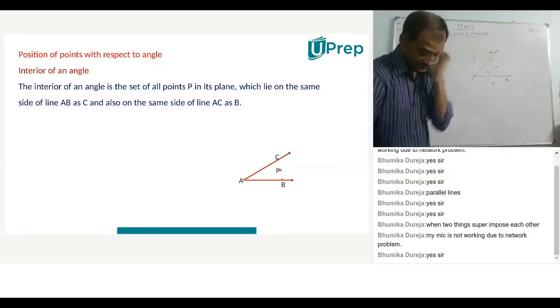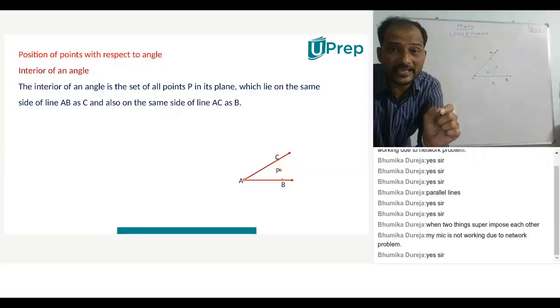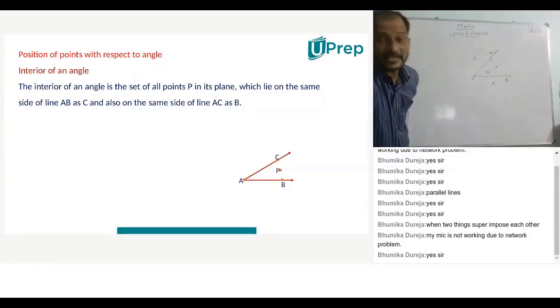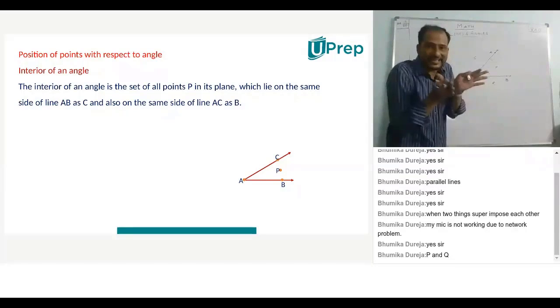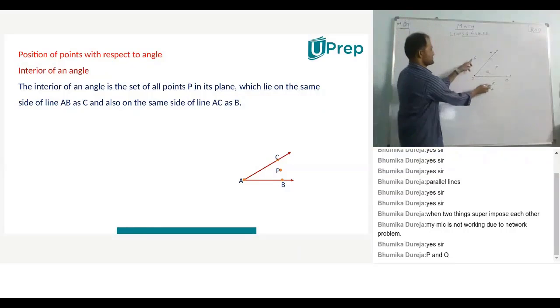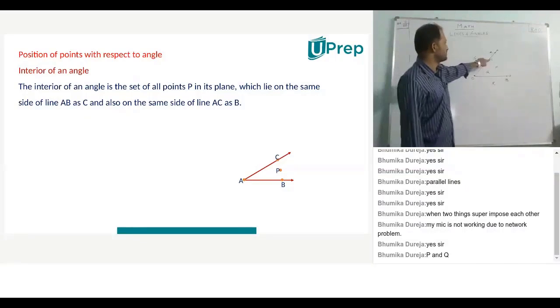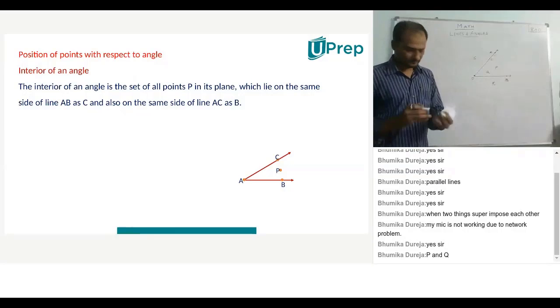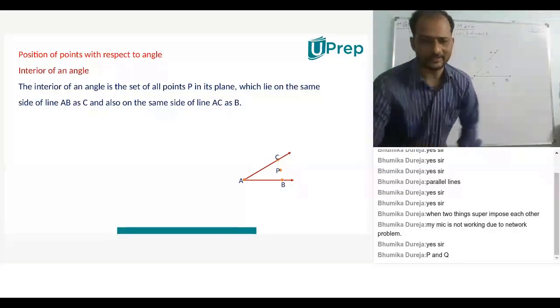Now my question is, which points are called the interior of the angle AOB? Interior points. P and Q, because they lie inside the angle AOB. That's very good, Bhumika. Exterior points are R and S. C belongs to the angle AOB. Is that clear? This is called the position of the point with respect to an angle.